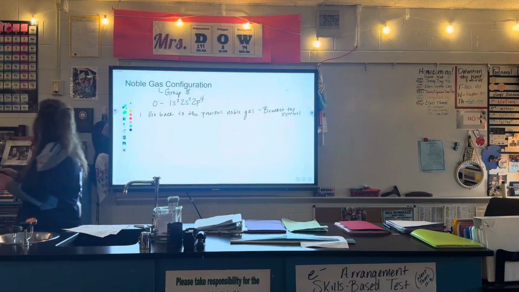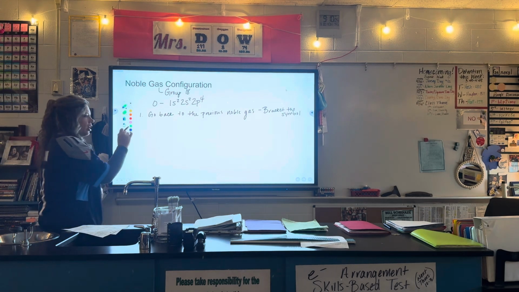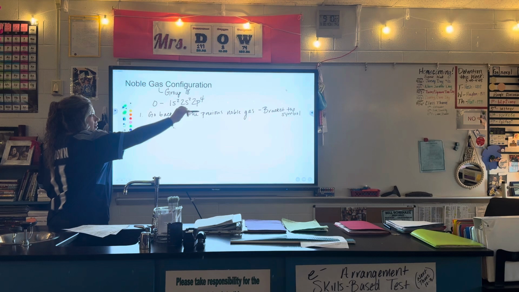So if I'm at oxygen and I want the previous noble gas, I go up 1 row and to the far right. So what would it be? Helium. If I was at cobalt, if I went up 1 row and to the far right, what would it be? Argon. What about tellurium? Krypton. What about calcium? Argon still. So when you want to find the previous noble gas, you find your element, go up 1 row and to the far right, okay?